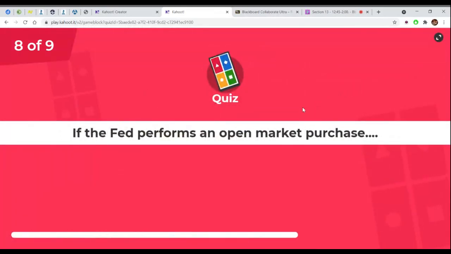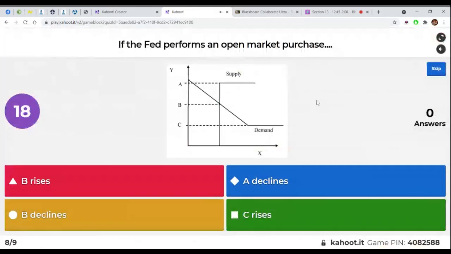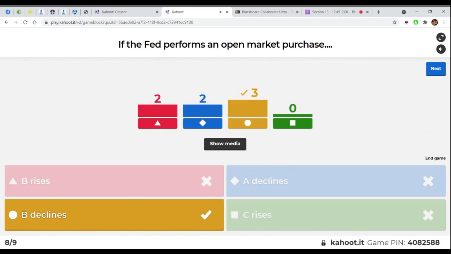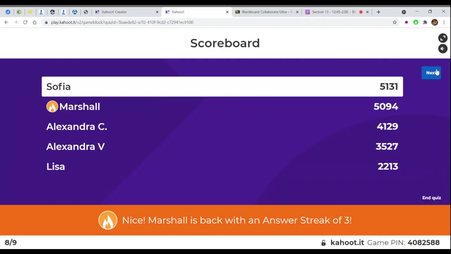8 of 9. If the Fed performs an open market purchase, what happens here? Does B rise? Does B decline? Does A decline, or does C rise? An open market purchase is a shift to the right in the supply curve, so the federal funds rate declines.